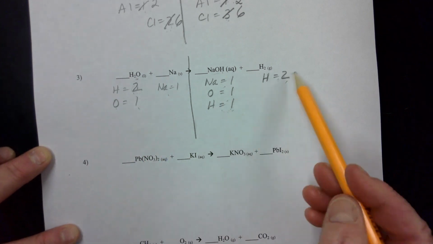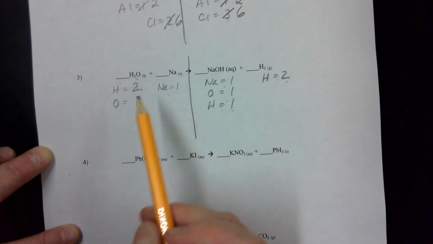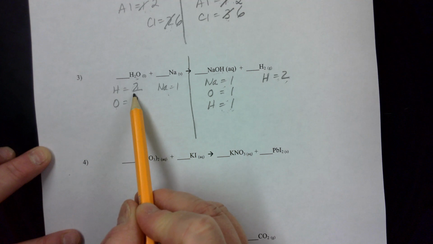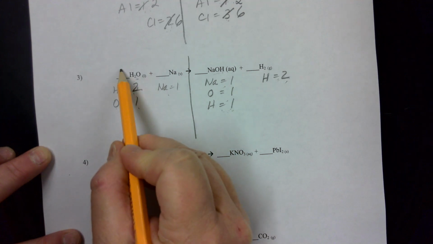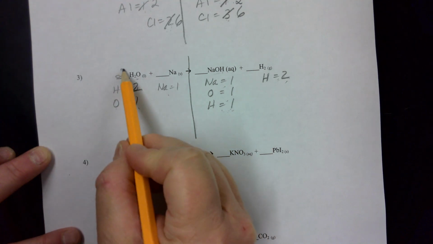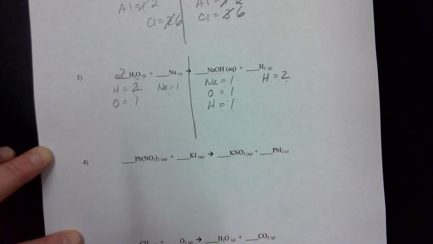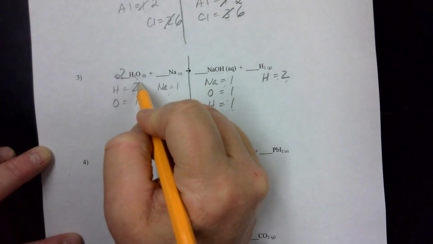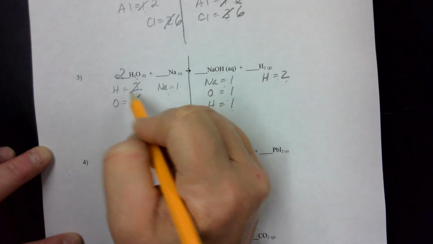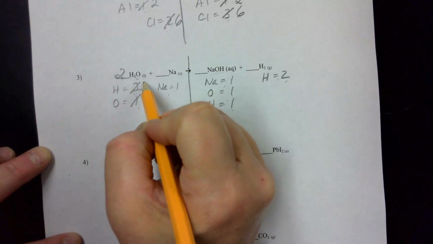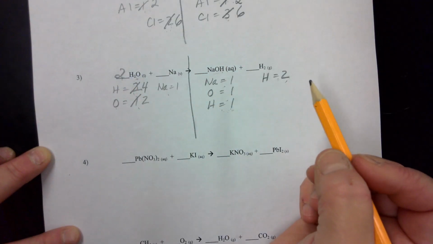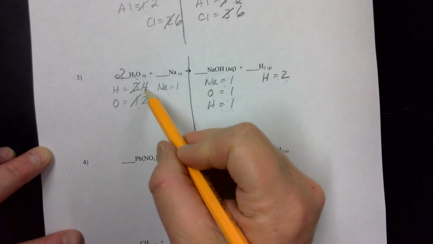So I have an odd number of hydrogens here. I definitely need more hydrogens on this side. I have to multiply this by 2. I can't multiply by anything less, like a fraction. I can't multiply by 1.5 or anything like that. So if I multiply this water molecule by 2, I have to distribute that through each of the individual atoms. That's going to give me 4 hydrogens and 2 oxygens. Okay, that didn't really fix anything, but let's see what that impact is.